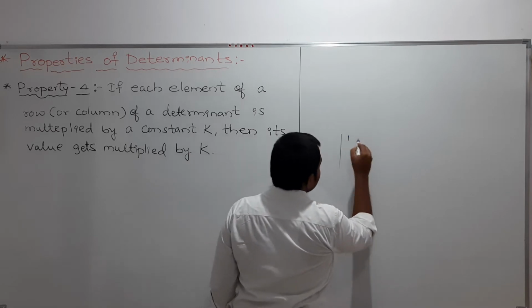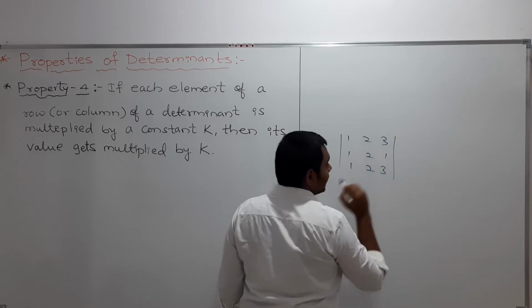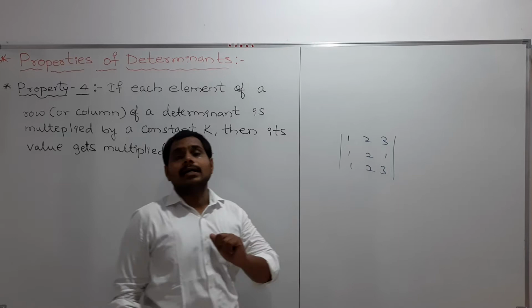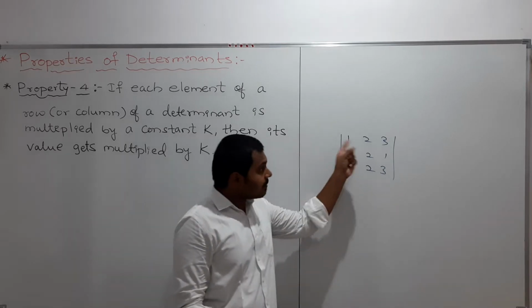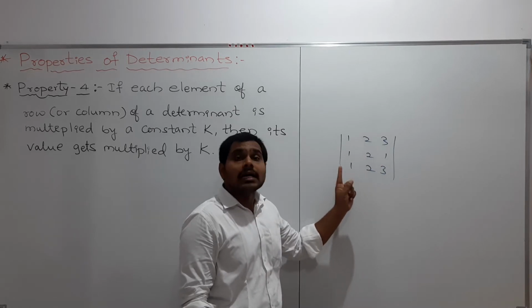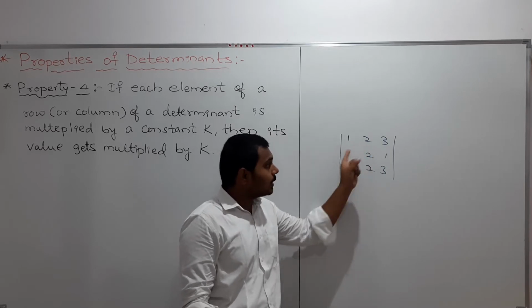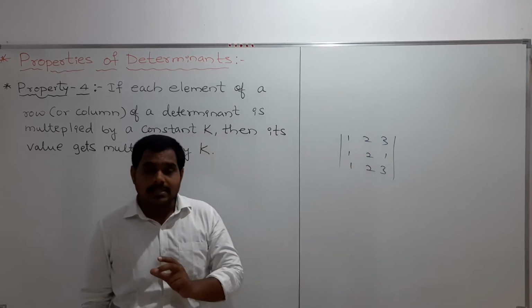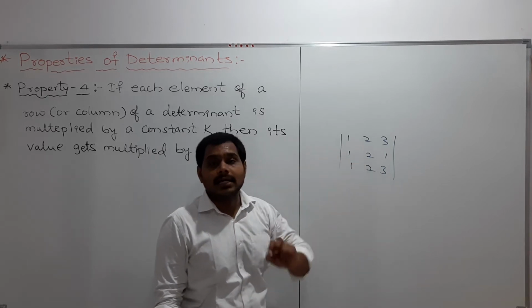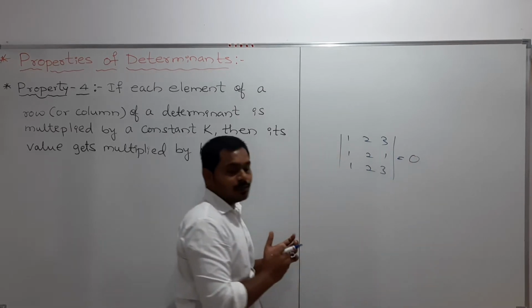For example, my students, take the determinant with rows 1, 2, 3; 1, 2, 1; 1, 2, 3. In this case, the row 1 elements and the row 3 elements are identical. Identical means the same elements: row 1 has 1, 2, 3, and row 3 also has 1, 2, 3. It means row 1 and row 3 are equal, so two rows of this determinant are identical. Then directly you can write the value of this determinant is equal to 0.